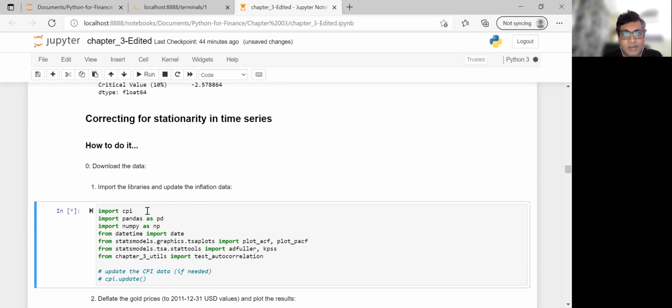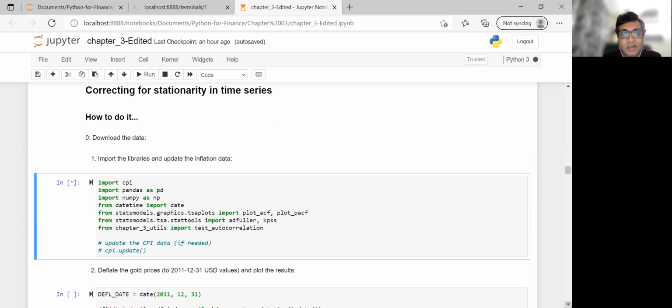The first is that we need to import CPI. Basically, what we are doing here is taking the inflation data. As I said, whenever you have an increasing trend, most of the time the reason is that you also have inflation, so the prices will surely go up, right? But if you exclude inflation from your prices, then you might find those prices being constant. If prices are constant, that means there's no trend. Their mean is constant.